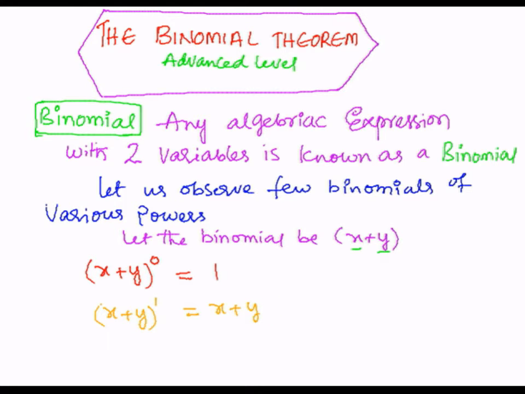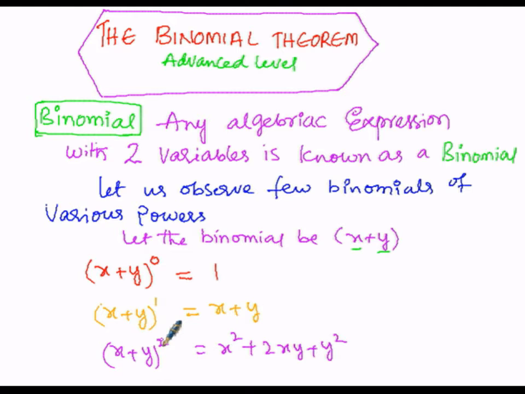Then in the third case, x plus y whole raised to the power of 2. This is according to the special product, that is a plus b whole square, which can be written as a square plus 2ab plus b square. So when we assume a as x and b as y, its expanded form will be a square, that is x square, plus 2ab as 2 into x into y, that is 2xy, plus b square as y square. So this is the expanded form of x plus y whole square.